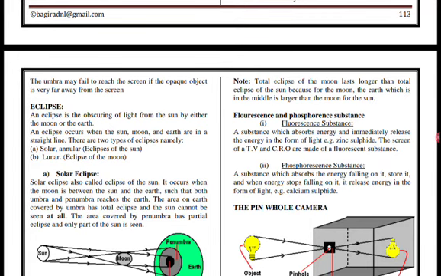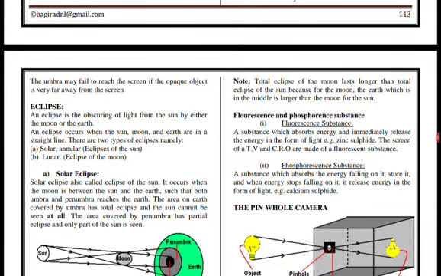Hello students, we're back again, still continuing with the applications of linear propagation of light. The first one we looked at was a shadow, and we saw the different shadows.